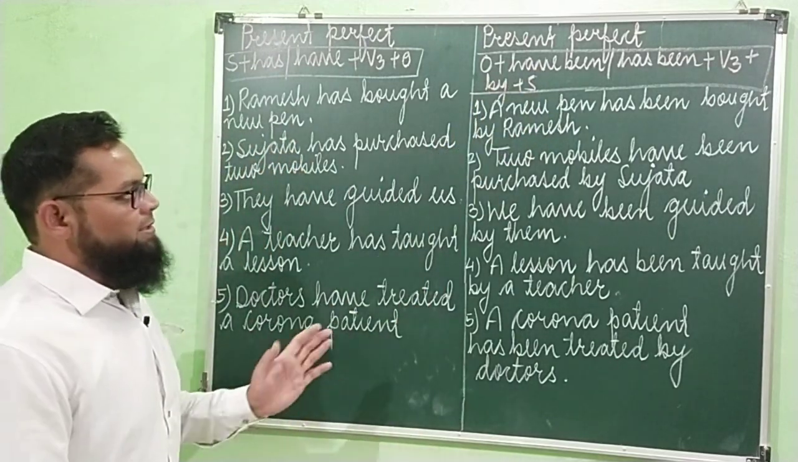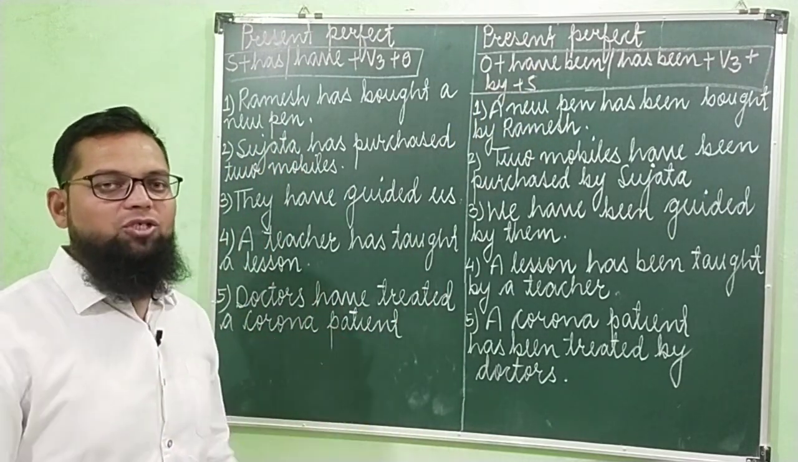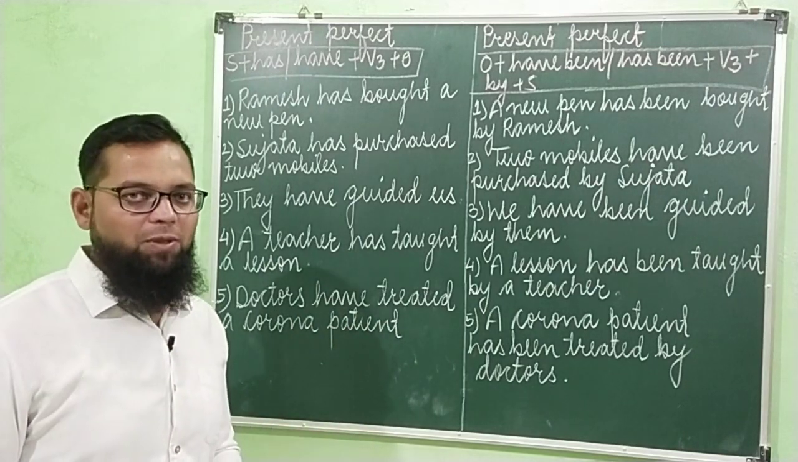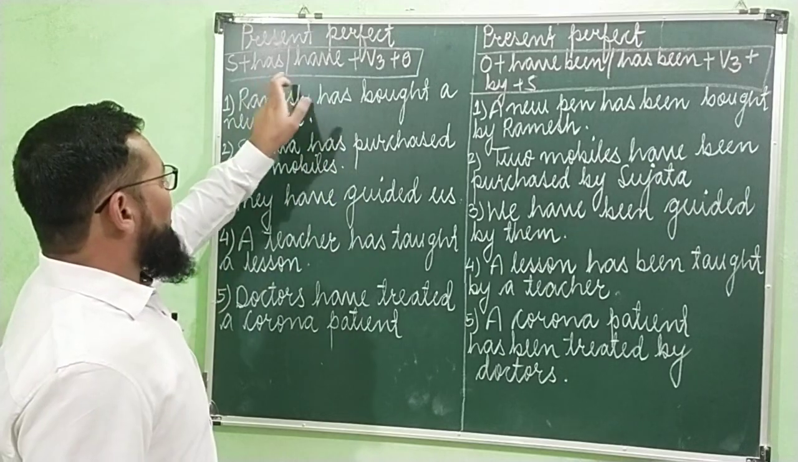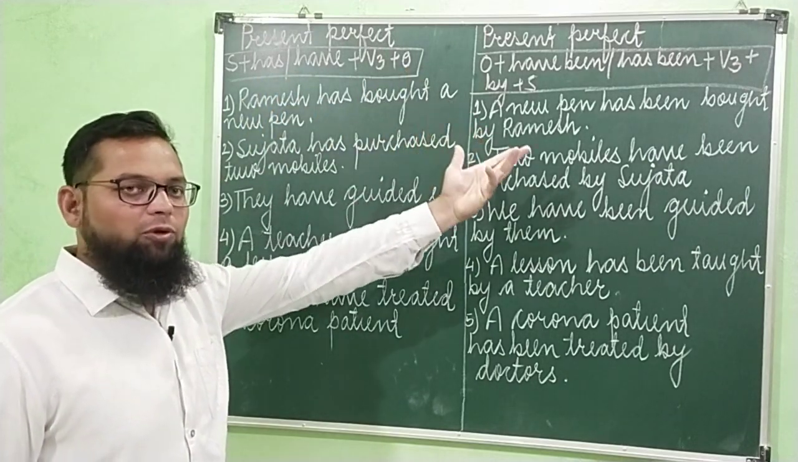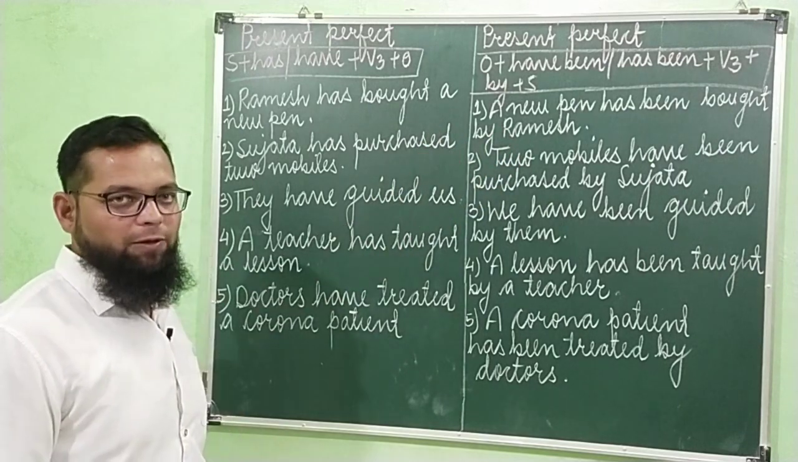It means the subject and objects are interchanged. Subject object की जगह पर चला जाता और object subject की जगह पर आ जाता. Have और has convert हो जाते have been और has been में. Verb तो passive voice में third form में होता है.